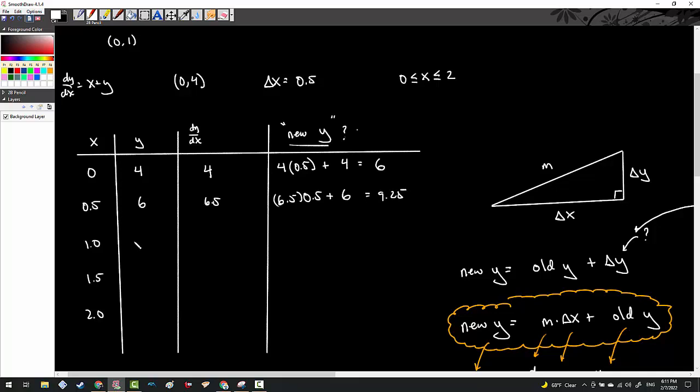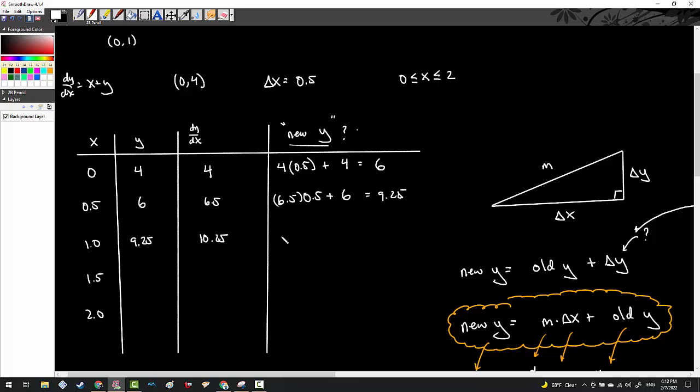If you want, please feel free to pause and try to get all the answers of new y before I do. So I'll give you a second to pause real quick, but I'll do this one a little more slowly still, that way we get used to it. This 9.25 goes here. Dy over dx is going to be, again, 1 plus 9.25, so 10.25, and then I just plug it into my new y formula here.